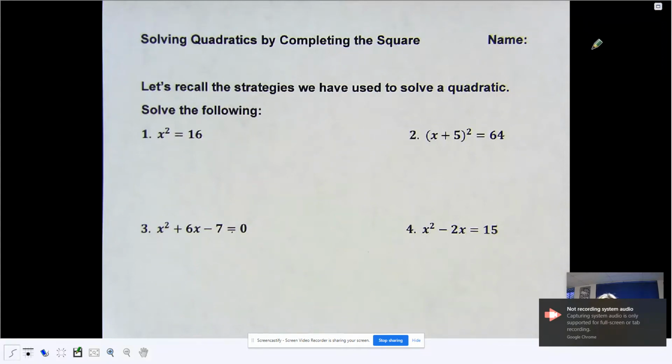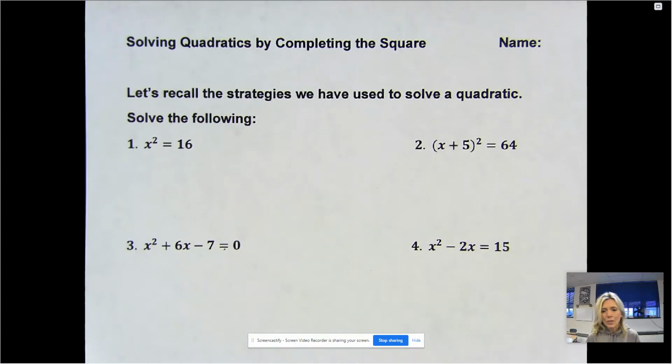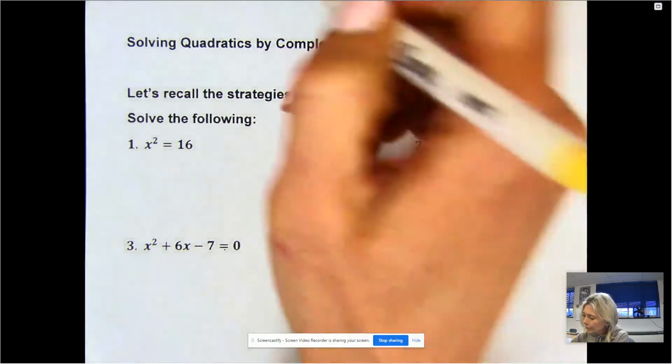Hey, it's Mrs. Murrett, and I'm going to show you a new strategy that we learned in class today on how to solve quadratic equations. Before we get to that, it's called completing the square.